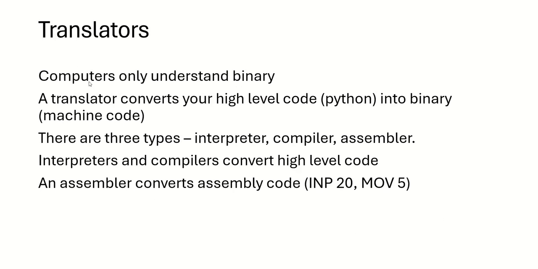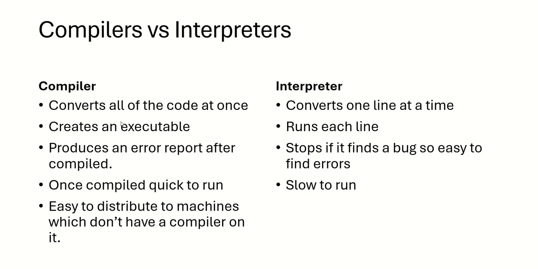Translators. Computers only understand binary. A translator is a program that converts your high-level code, like Python or VB, into binary machine code. There are three types: interpreter, compiler, assembler. Now assembler actually doesn't work with high level code, it works with low level code. It is not on the spec, so don't worry about that. Interpreters and compilers are the two that convert high level code. This is the comparison, the question that you get asked a lot.